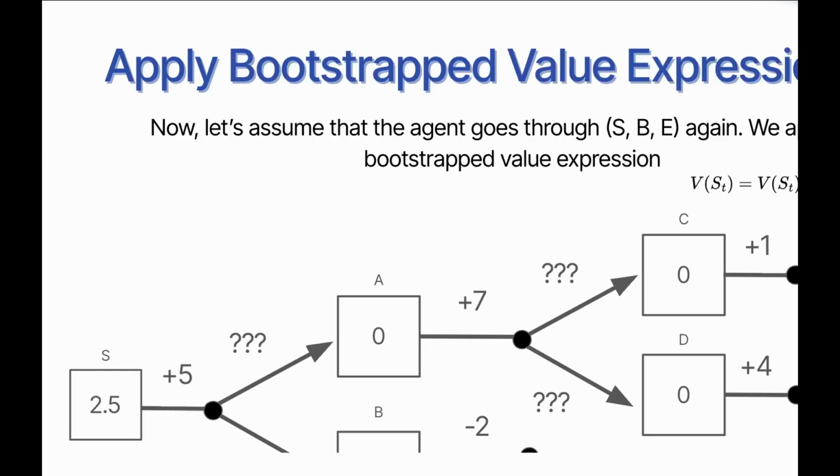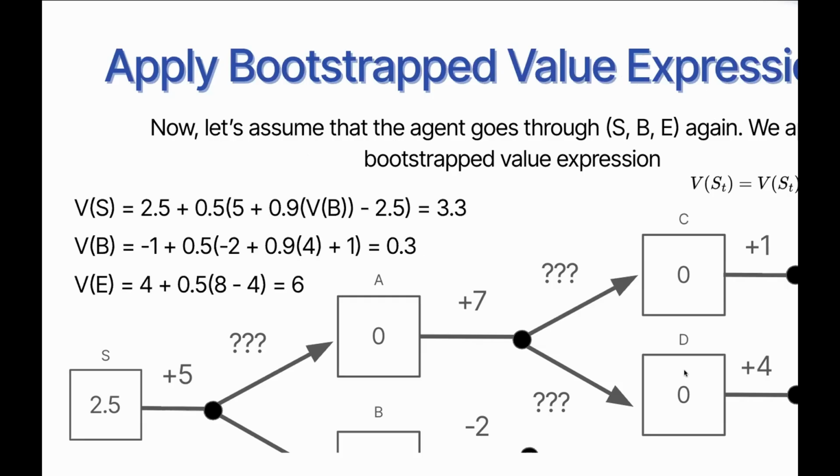Let's assume we now have these updated values. They're still pretty bad, right? But let's try it again. Let's go through SBE again, one more time. This time it's 2.5 plus 0.5 times 5, right?